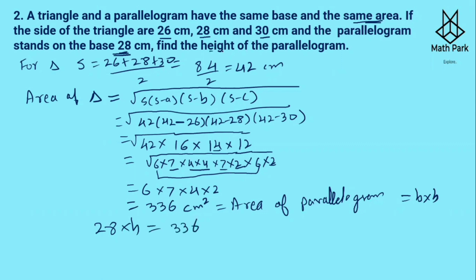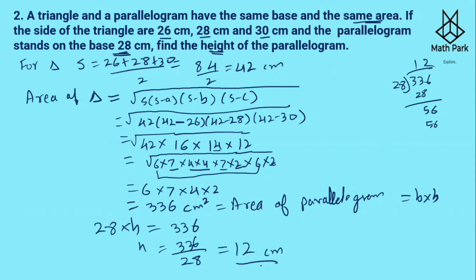We are asked to find the height of the parallelogram. So h is equal to 336 divided by 28. So let us divide 336 by 28. You have 28 ones are 28. 33 minus 28 is 5. 28 twos are 56. So this is how you get the height as 12 centimeter.